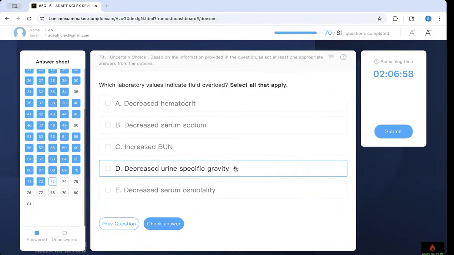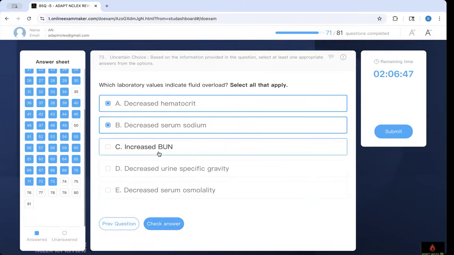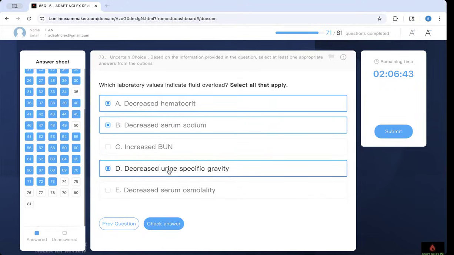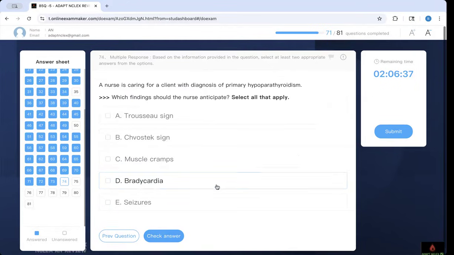If you have too much fluid, your blood level goes down. If you have too much fluid, your sodium goes down. Too much fluid, your BUN goes down. If you have too much fluid, your urine specific gravity goes down and your blood becomes very thin, decreasing osmolarity. Straightforward question. Don't overthink it.